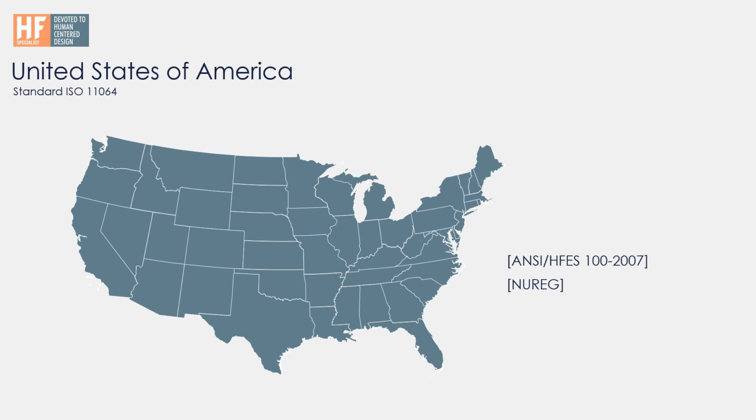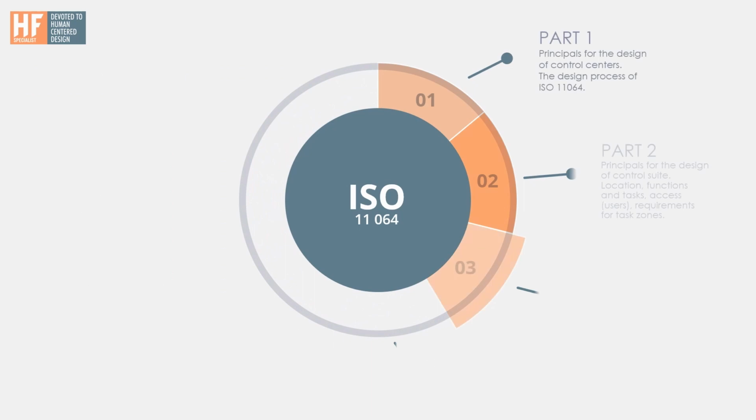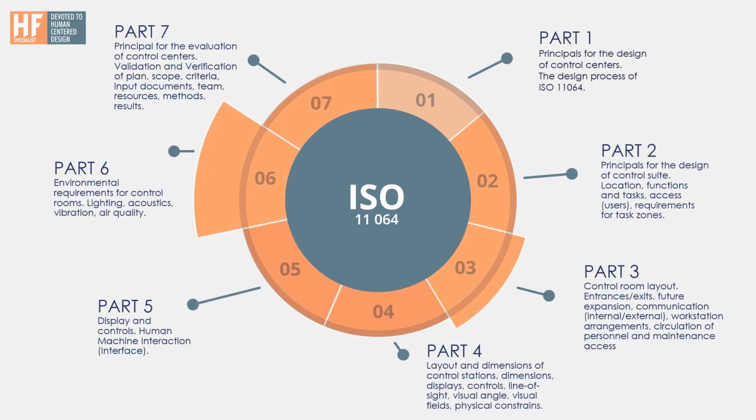All the other industries, such as process-based industries, transportation, mining and so on, are more or less using ISO 11064. And why is this standard the best one in this field, in my opinion? It's because of the design process that we have in Part 1. In Part 2 of this standard, you have principles for the design of the control suite itself, where you have the recommendation about the location and what you should think about it.